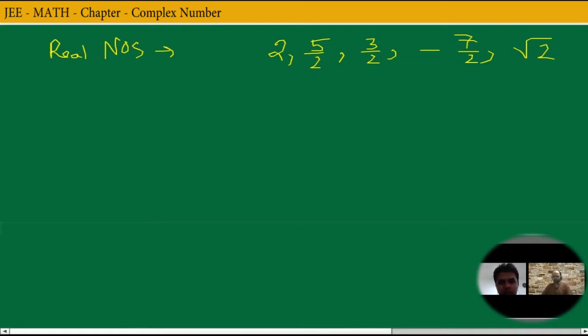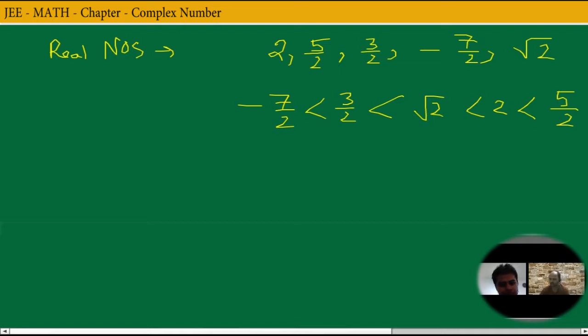All these are real numbers, right? So how are you supposed to arrange them? First will be negative 7 by 2, then 3 by 2, then root 2, then 2, then 5 by 2. So real numbers can be arranged in proper order, either ascending or descending. That is, you can compare two real numbers.